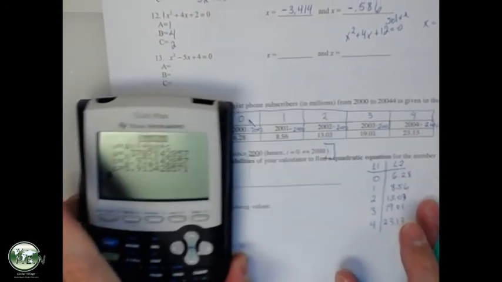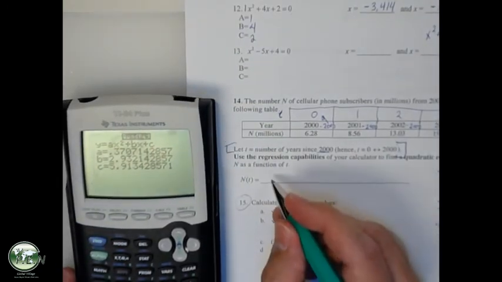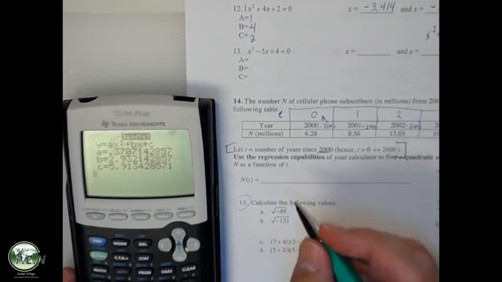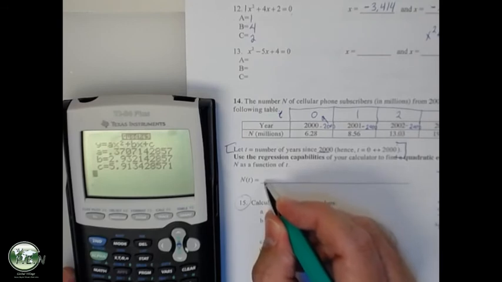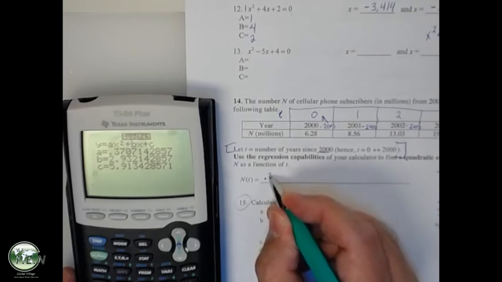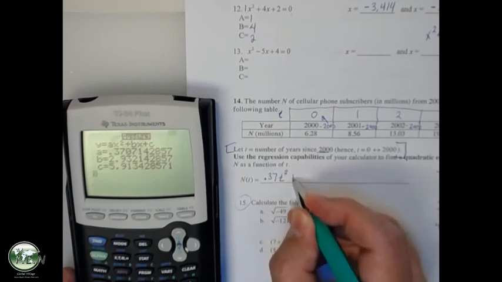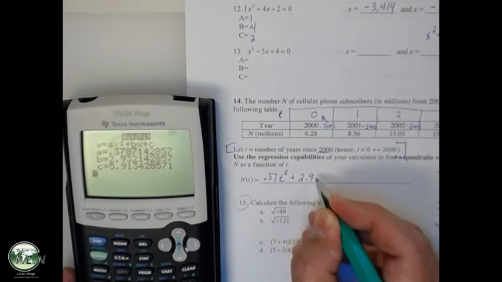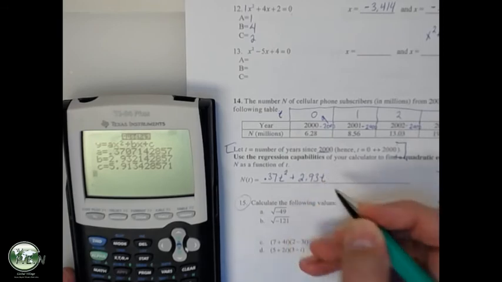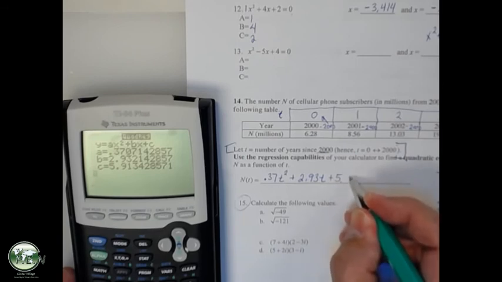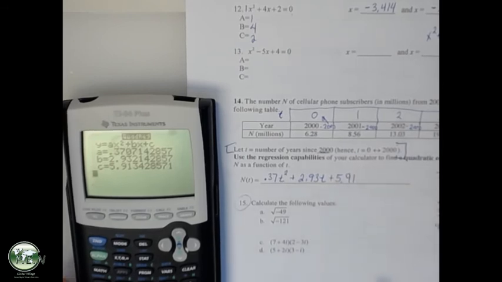And then what I want to do with those is I don't want to write them down separately. It doesn't tell me how many, so let's go to 2 decimal places. So for A, I'm going to write 0.37 t squared plus 2.93 t plus 5.91. And that's my equation. Does that match what I have on the answer key? That's what I have.